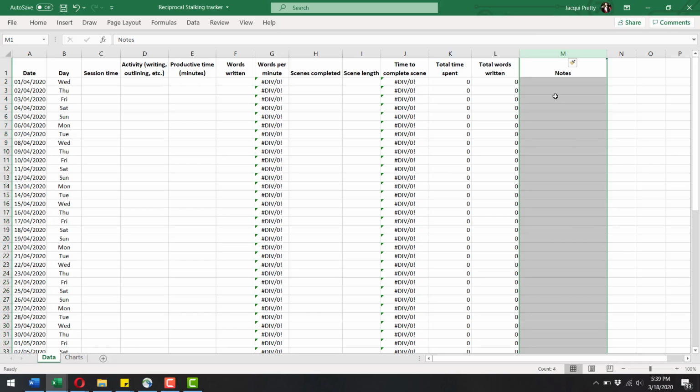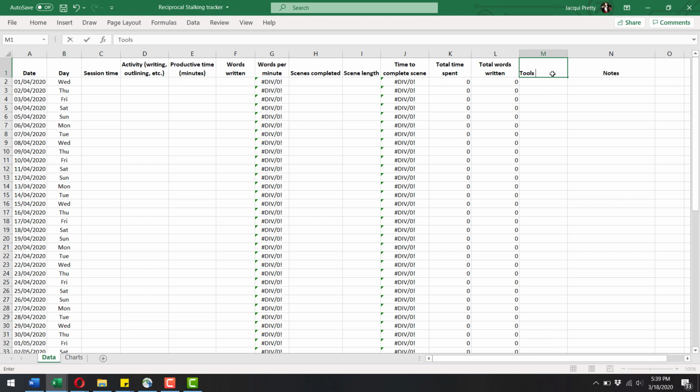In fact, something I want to add is tools used. So this will be things like for the words, live write-ins, and so on. Now the goal of this spreadsheet is just to figure out what works best for me as a writer. So if I notice that every Friday I don't write anything, then maybe that's a sign Fridays aren't the day for me.